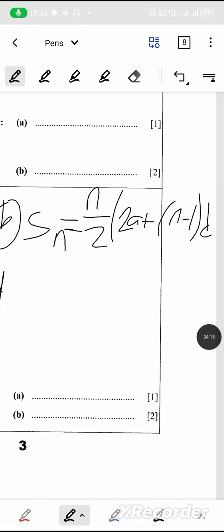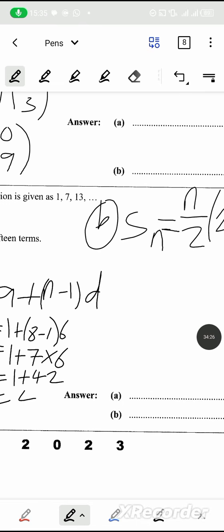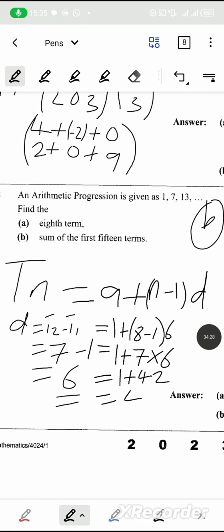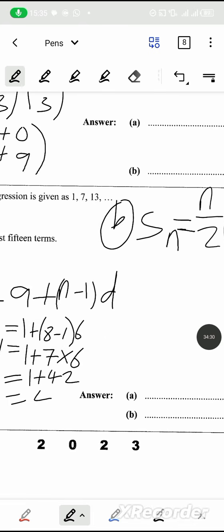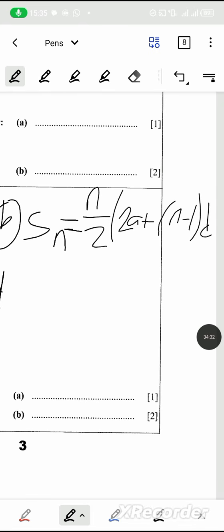Now we are going to substitute according to the values that we are given. We are saying the 15th term, so where there is n, that is the position, we put 15. Yes, because when you go back to the question, it is the sum of the first 15 terms. So where there is n, we put 15.